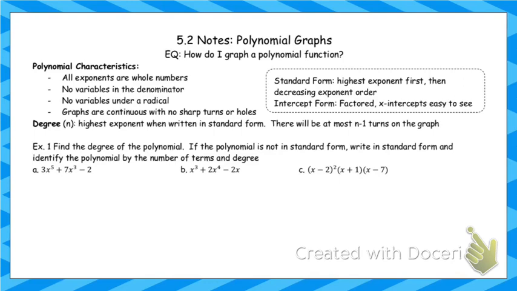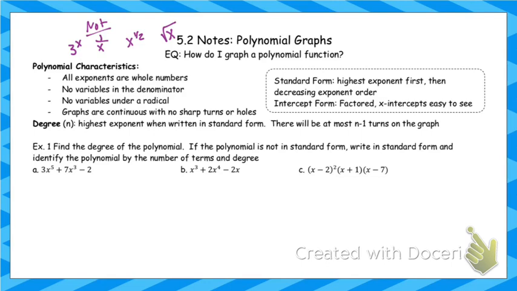That means that absolute value is not a polynomial because it has a sharp turn. It comes to that point. So some things that are not polynomials, okay, some things that do not fit those characteristics. 1 over x is not a polynomial. X to the 1/2 is not a polynomial. 3 to the x is not a polynomial. Or the square root of x is not a polynomial.